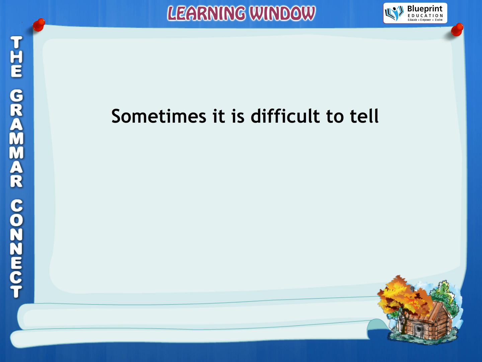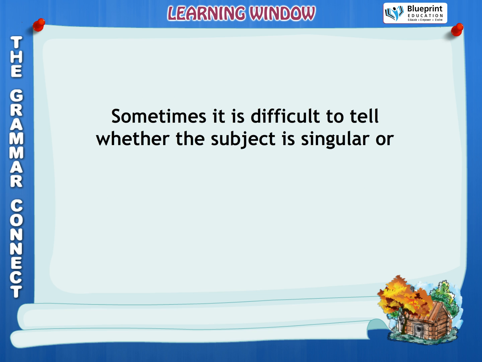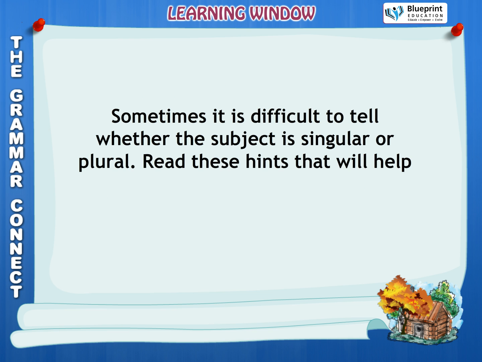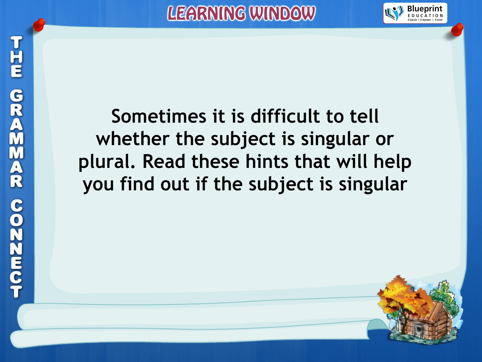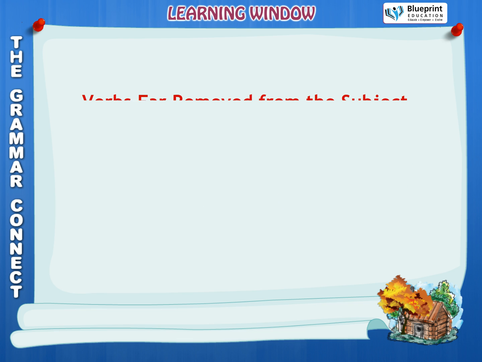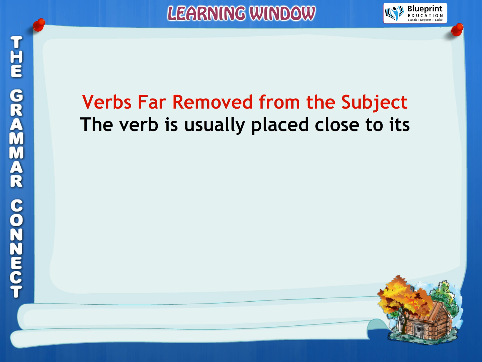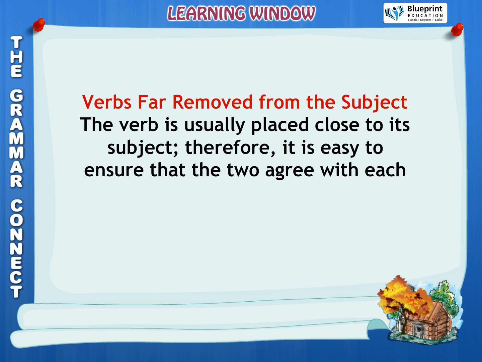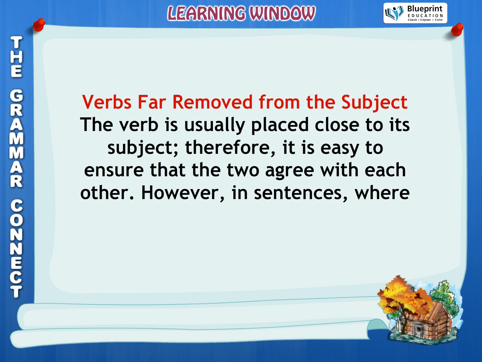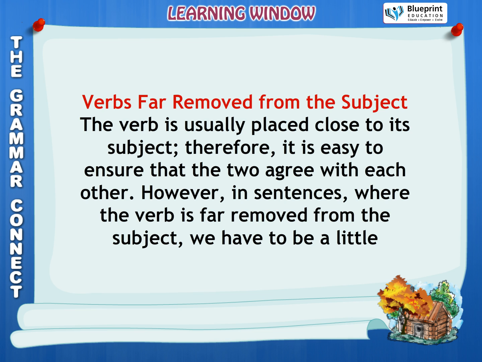Sometimes it is difficult to tell whether the subject is singular or plural. Read these hints that will help you find out if the subject is singular or plural. Verbs far removed from the subject. The verb is usually placed close to its subject. Therefore, it is easy to ensure that the two agree with each other. However, in sentences where the verb is far removed from the subject, we have to be a little careful.